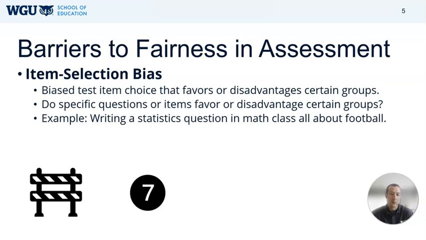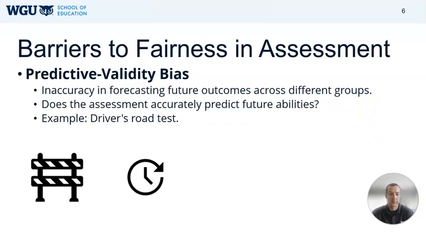So an item selection bias might be, say, question number 7 was about football. That's going to advantage the football fans and disadvantage those that are not fans of football. But that doesn't have anything to do with the goals and objectives. So I've got to make sure I'm creating better scenarios for those questions.